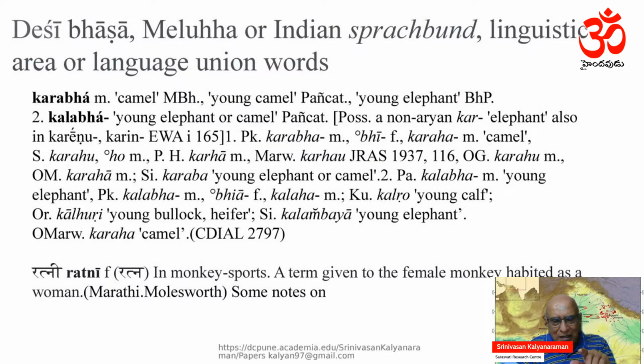Ratni is a term given to the female monkey, habited and dressed like a woman, in Marathi. So she is Ratni. What is the equivalent word? Ratna. Ratna is an attribute. Ratna is wealth. In the Rigveda, Agnimele Purohitam, the very first verse of the Rigveda, talks about Ratna. Ratna Datamam. Agni, Ratna giver. Wealth giver.